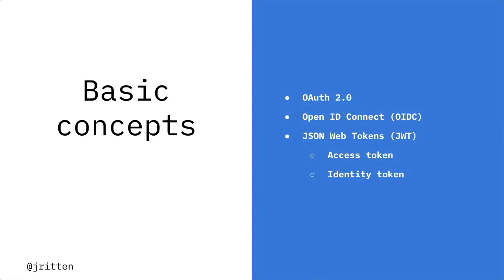So OAuth 2 is about resource access and sharing. So a way to get an access token. And OIDC is all about user authentication. JWT is a way that access tokens and identity tokens can be represented.